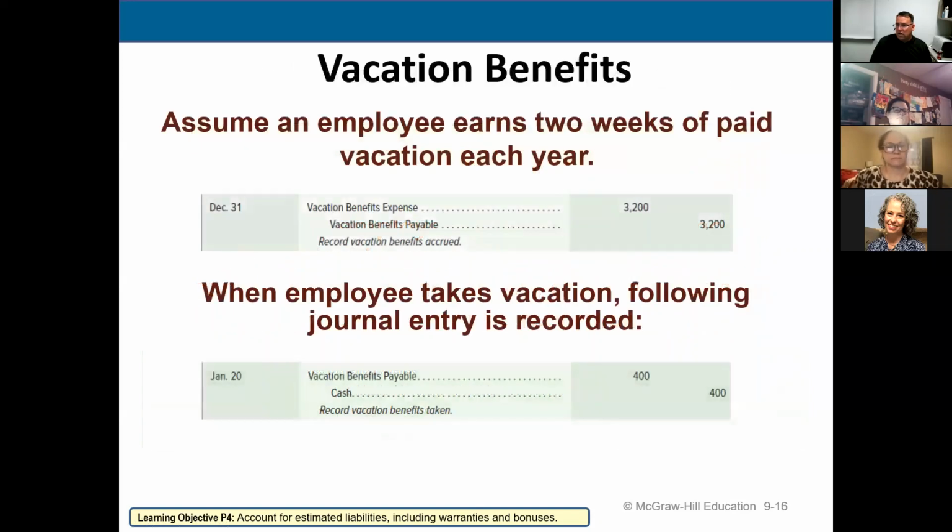Let's see. So here, an employee earns 2 weeks of paid vacation per year. Again, what they do is they just put it into this payable account, right? So we can take it as an expense during the period that we incur it, because the minute the employee has worked a month or whatever, then they've earned the vacation days for that month. But we don't know when we're actually going to have to pay out on some of those.